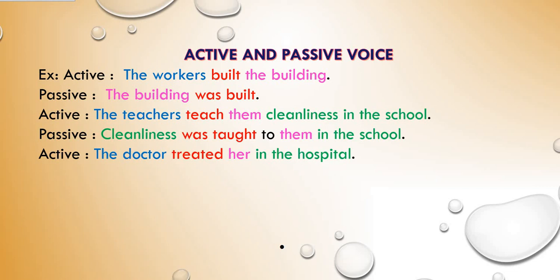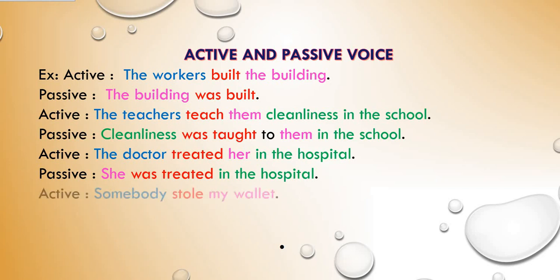The doctor treated her in the hospital. She was treated in the hospital. Obviously, she was treated by the doctor only in the hospital, nobody else. So it is known. Here also you can skip the object. One more active form you can see. Somebody stole my wallet, and passive form: my wallet was stolen. When you are specific about the person, my wallet was stolen by my friend, then you have to write by some name. Otherwise, you need not write by whom.